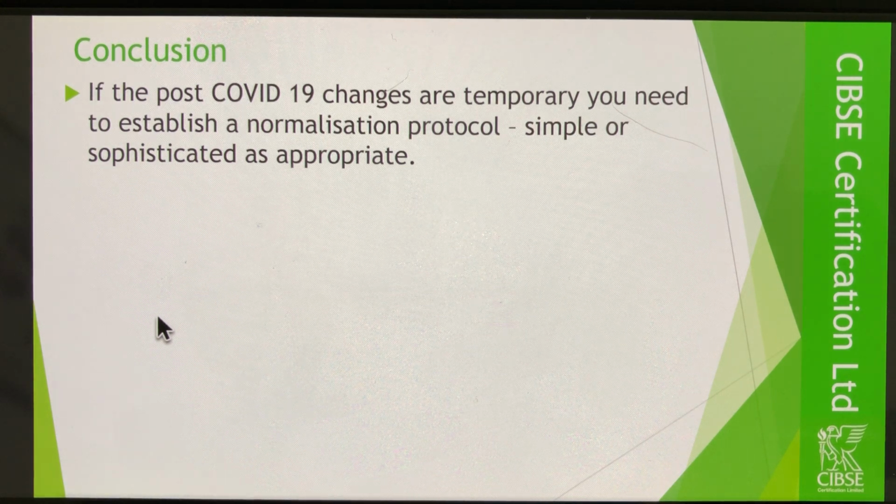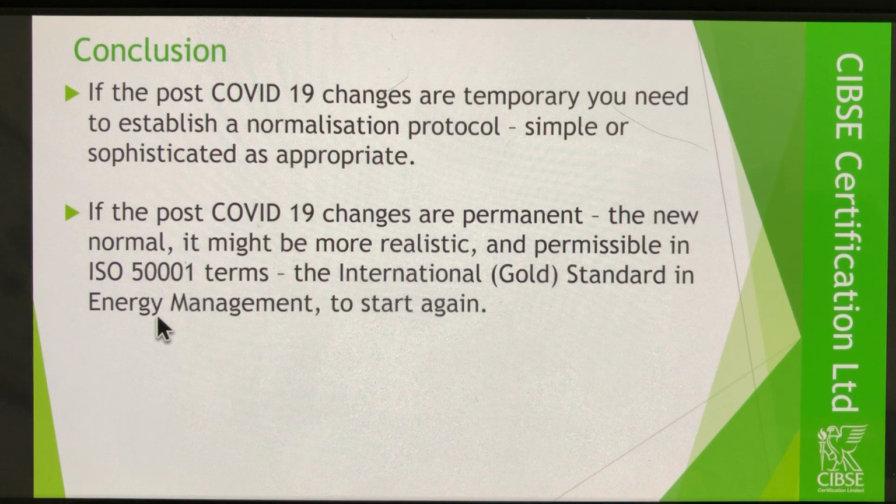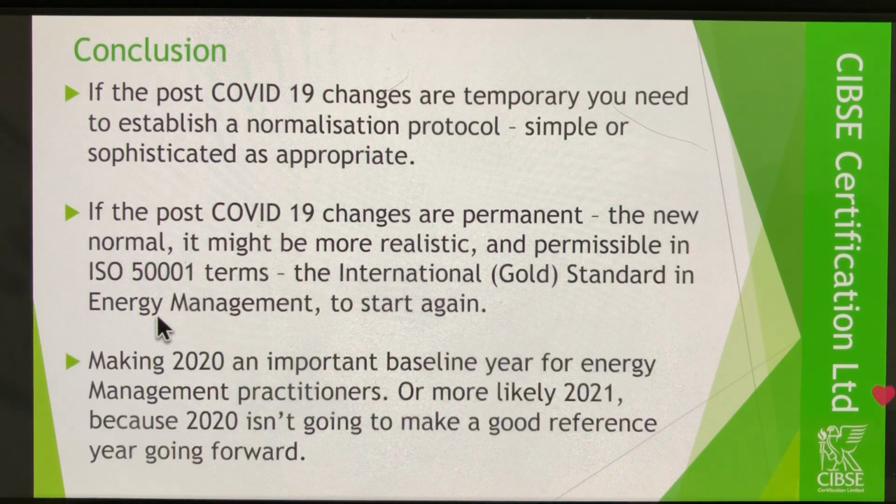So just in conclusion, if the post-COVID-19 changes are temporary, you need to establish a normalisation protocol, simple or sophisticated as appropriate, and just carry on as normal, having normalised for this year. If it turns out the changes are permanent, the new normal, it might be more realistic and permissible in 50001 terms to start again. We'll draw a line under where we are and set the data collecting again and start with a new reference year going forward.